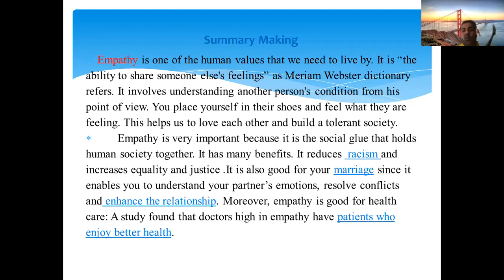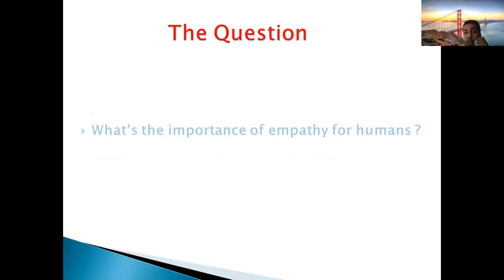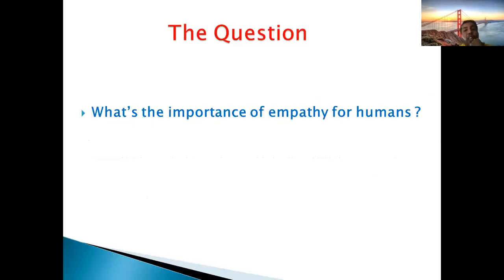When you answer a summary-making question, you have to focus on the question. You have an idea about the passage: it's about empathy and the importance of empathy. Now let's move to the question. The question is: what is the importance of empathy for humans? So we are going to focus on the importance of empathy for humans. That's what you're going to answer. You find 4 answers in the text, only 4 answers in the text that answer this question. You don't bring ideas from your own; you bring them from the text.